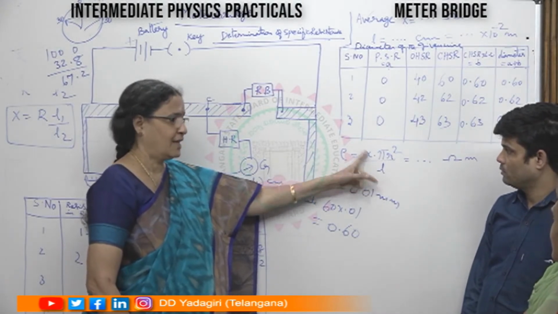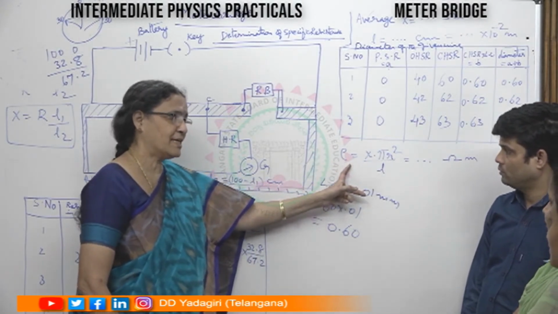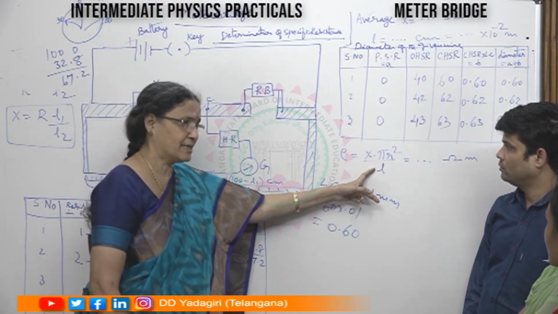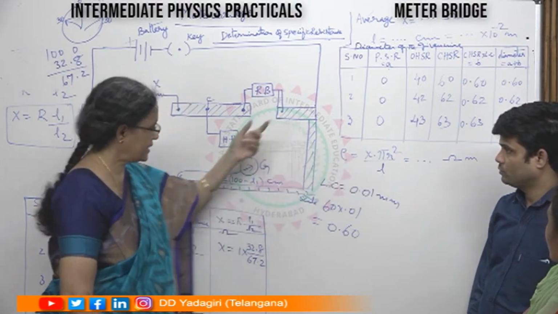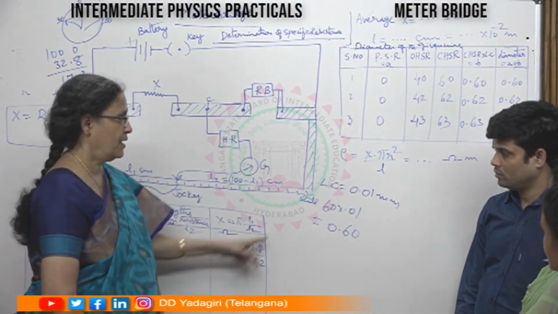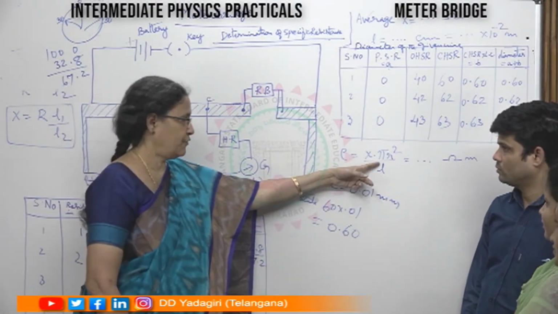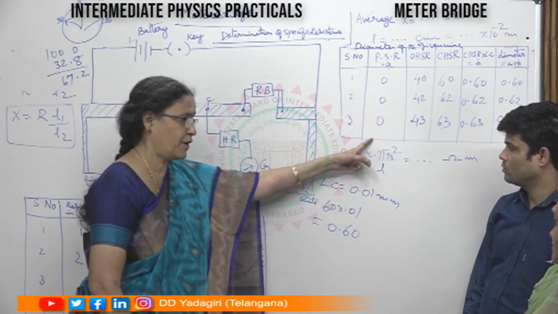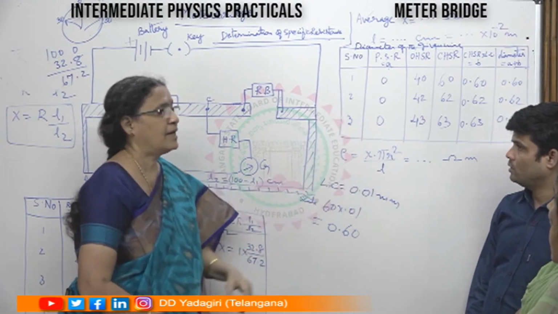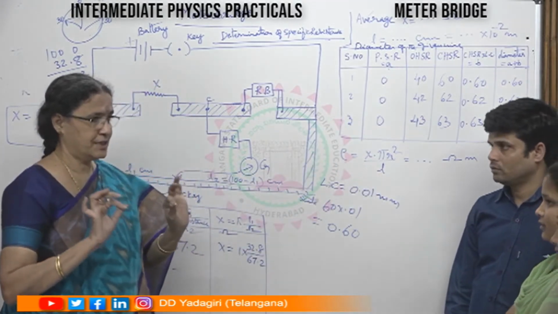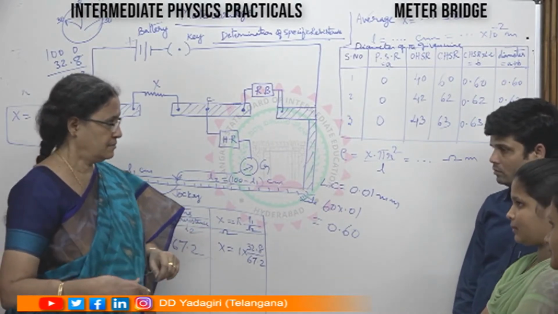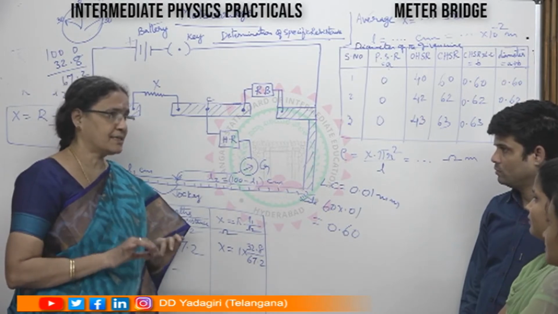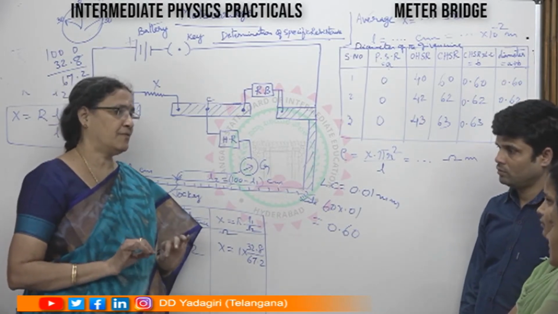Finally, our aim is to determine rho, the resistivity or the specific resistance. This is the formula, X into pi r square by L. X is the unknown resistance which you got here, average. Pi is 22 by 7, 3.14. R is the radius which you determined from the above formula. L is the length of the given wire which you determined by using the scale. After substituting everything, you will get rho, the specific resistance of the material of the given wire.